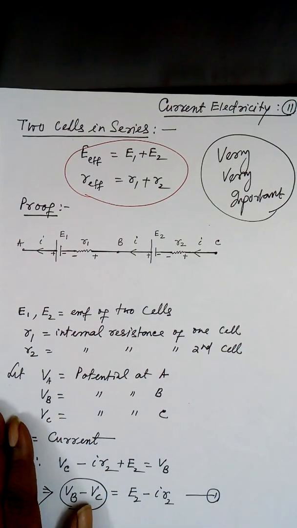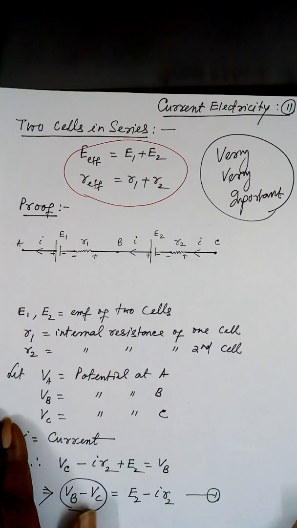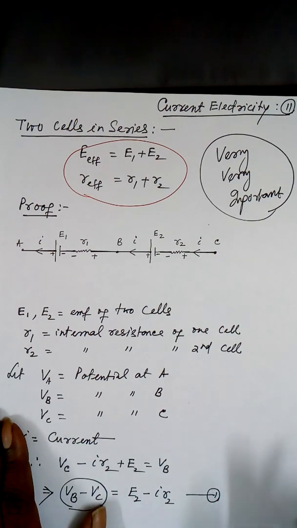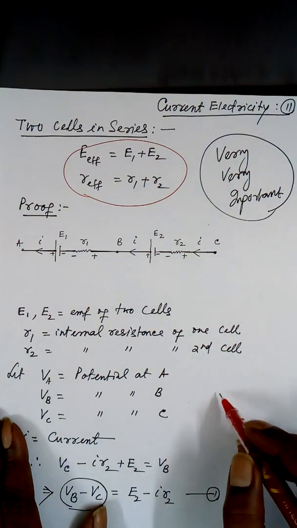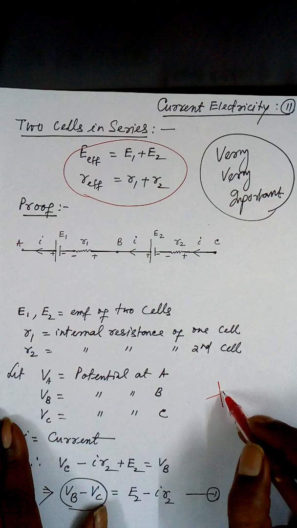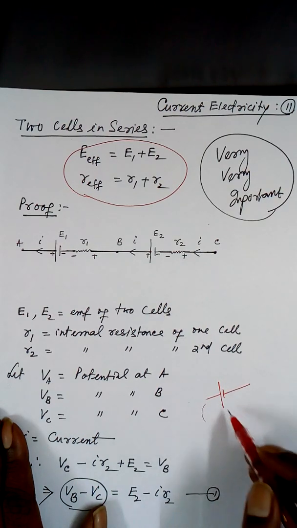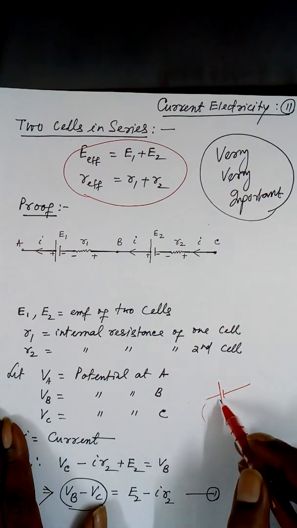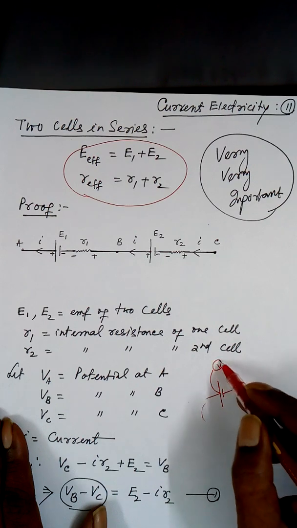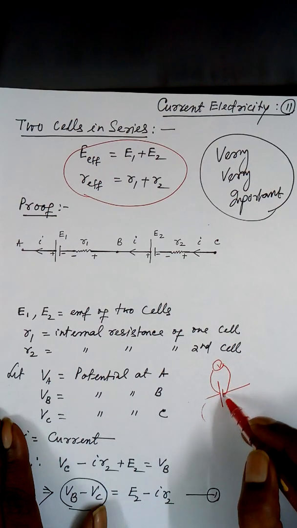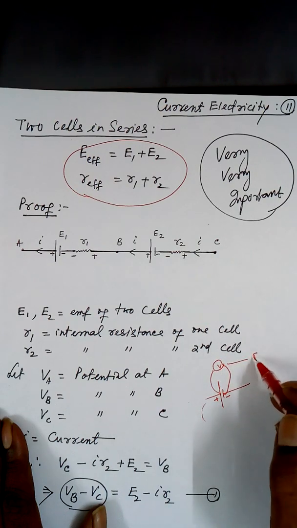Now let us do two cells in series, how to find the effective EMF and the effective internal resistance. In current electricity 11, in the previous lecture, suppose this is a cell, this is what we learned. If you are not drawing any current, means this is not connected like this, if you connect a voltmeter across it, positive terminal, negative terminal, there was some reading and that reading was called EMF E.